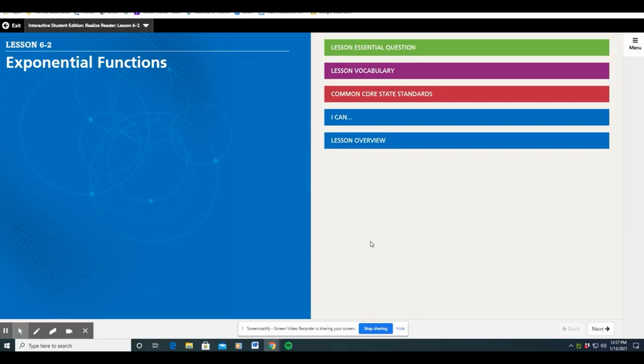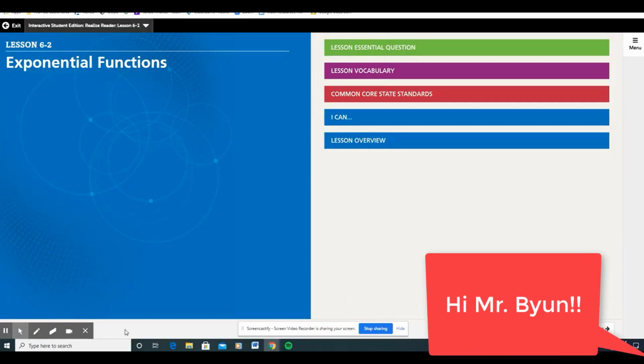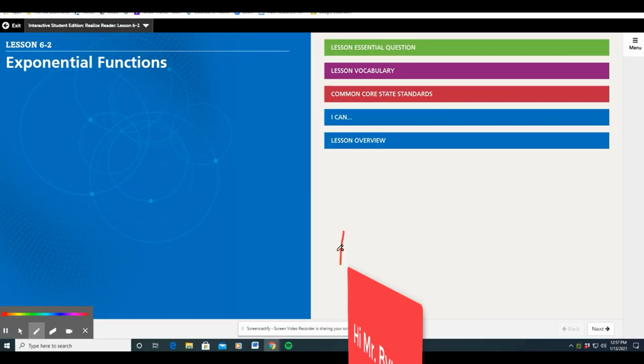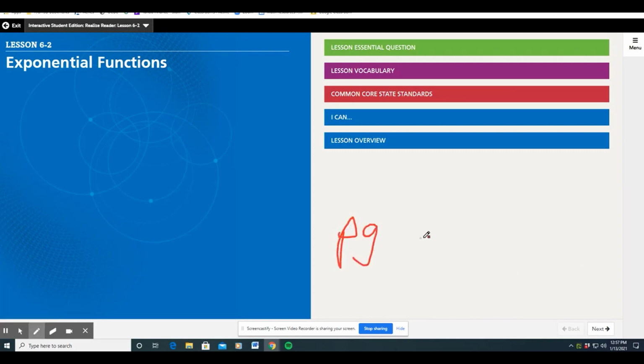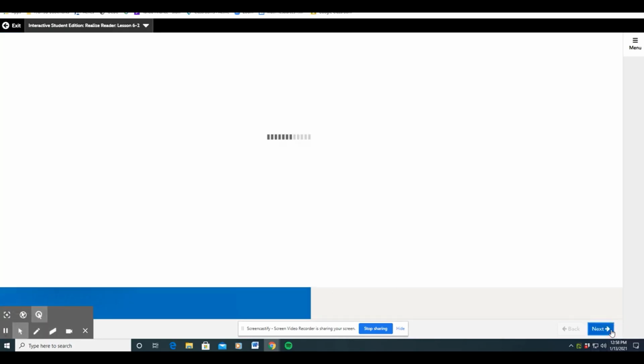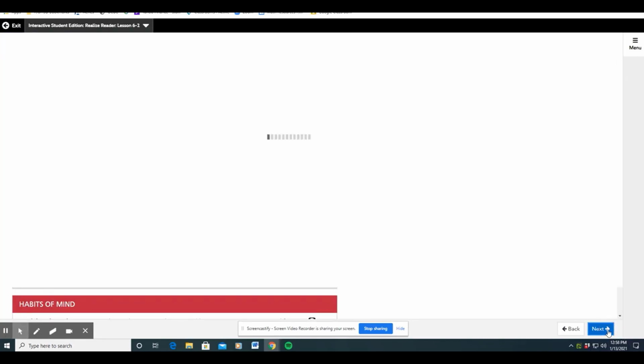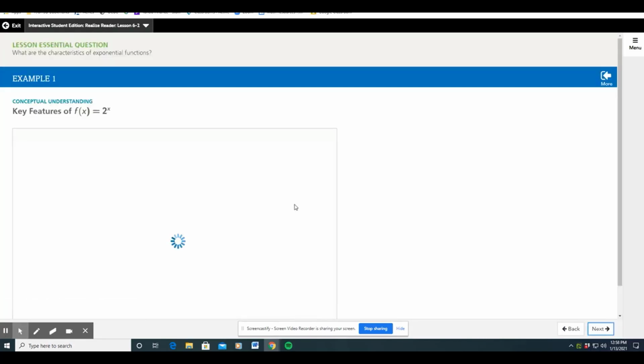Hi class, we're going to be going into lesson 6.2. For lesson 6.2, we're going to be on page 120 of your workbook. Your workbook is an extension of the examples that you're going to see on your screen, which is why I'm doing this on computer. We'll go to our first example now. We're going to skip through the explore and reason, and go straight to example 1.